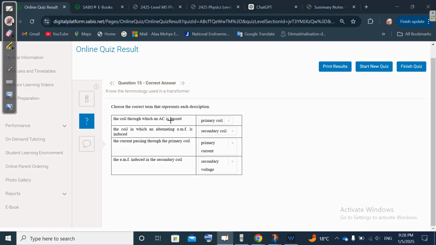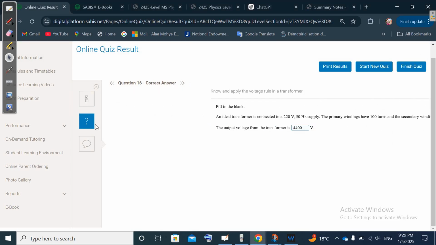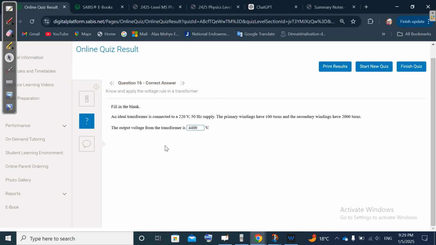Again, I'm going to go through this quickly. The coil through which an AC is passed is the primary coil. The coil in which an alternating EMF is induced is the secondary coil. The current passing through the primary coil is the primary current. The EMF induced in the secondary coil is the secondary voltage. Please go over the book. It won't take maybe 15 minutes.